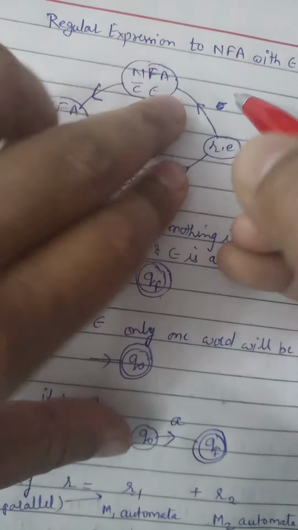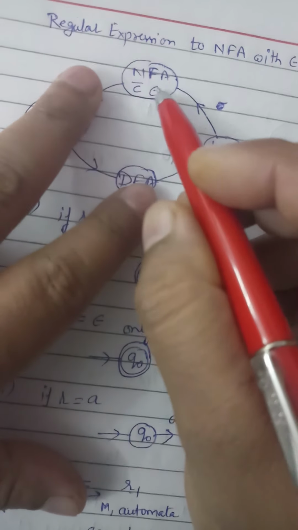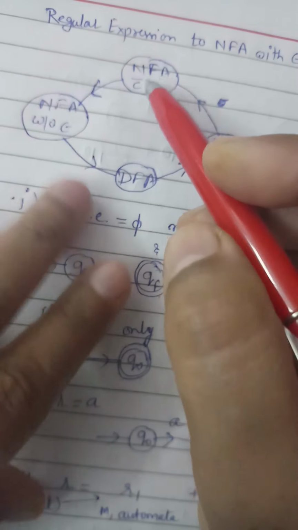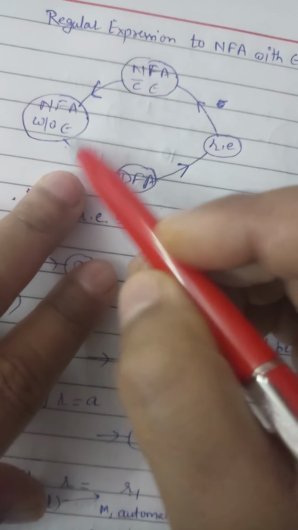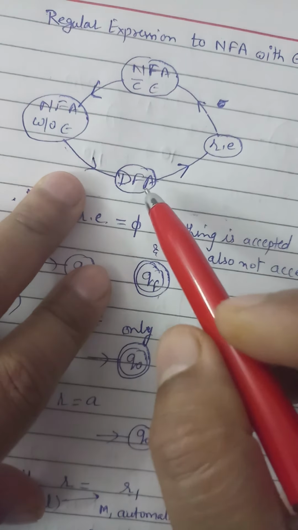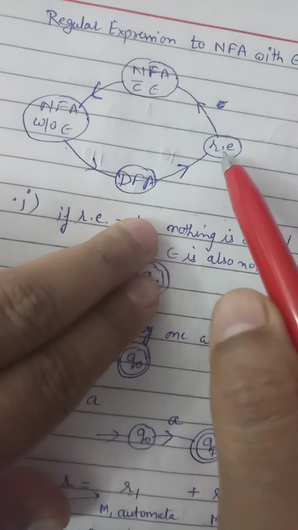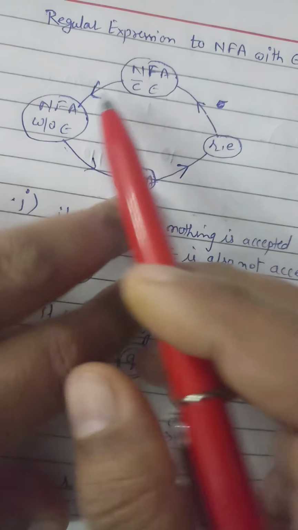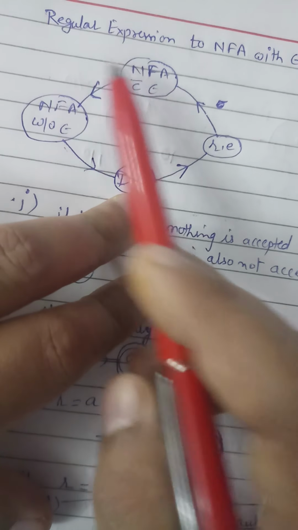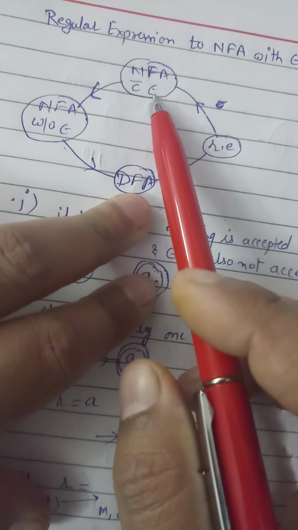How are we going to do this? From regular expression to NFA with epsilon moves, NFA with epsilon moves to NFA without epsilon moves, NFA without epsilon moves to DFA, and then DFA to RE. In that way, this is a cycle, and we can do the conversion. Today we are going to do the conversion from regular expression to NFA with epsilon moves.